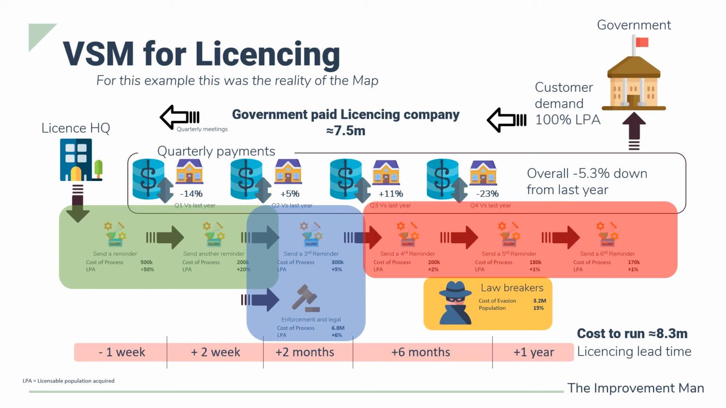Highlighted in red are all what we would class as non-value added activities, where the cost of doing those activities is far greater than the returns they were going to return.